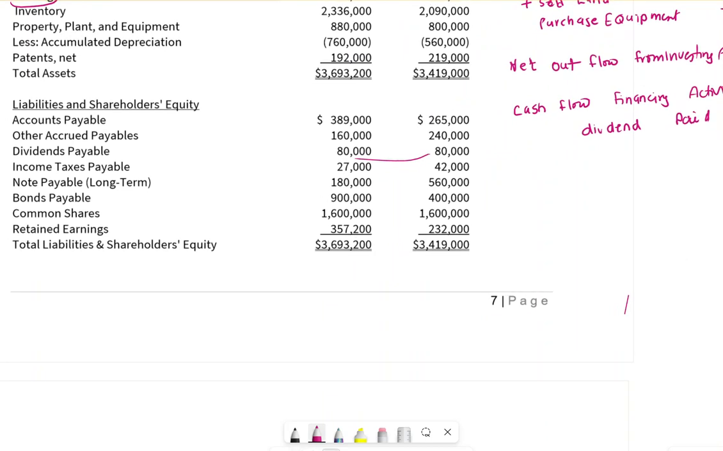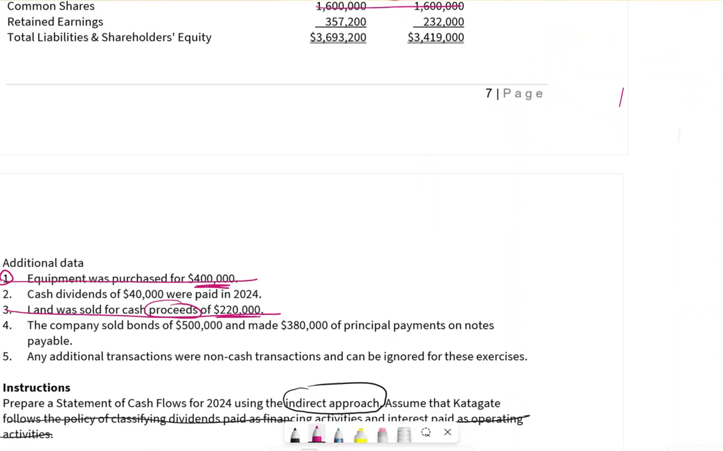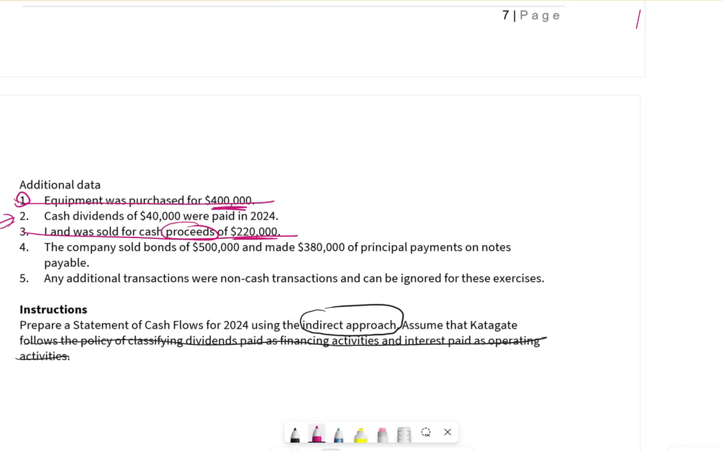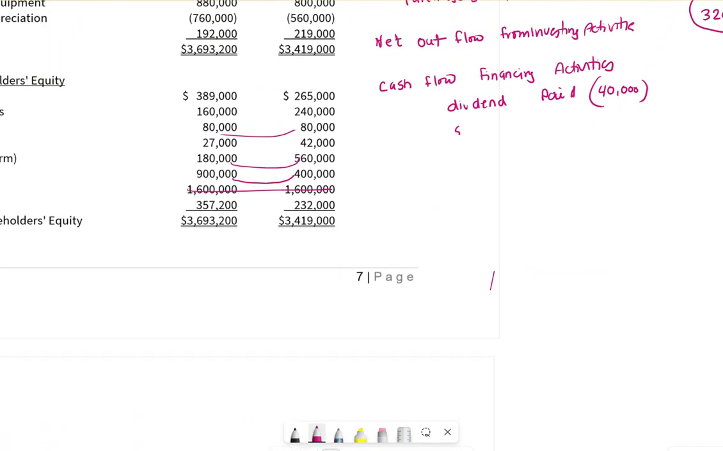Then we needed to know what's happening with my bond payable. What happens is there's a change here and there's a change here. There's no change here, we don't need to worry about it. So we needed to know what happens with bond payable and the notes payable. We needed to get the additional information. They said the company sold the bond for 500,000. If they sold the bond, it means money is coming in. We could put it here as sold bond, or we could just say proceeds of issuing a bond, and that is 500,000.